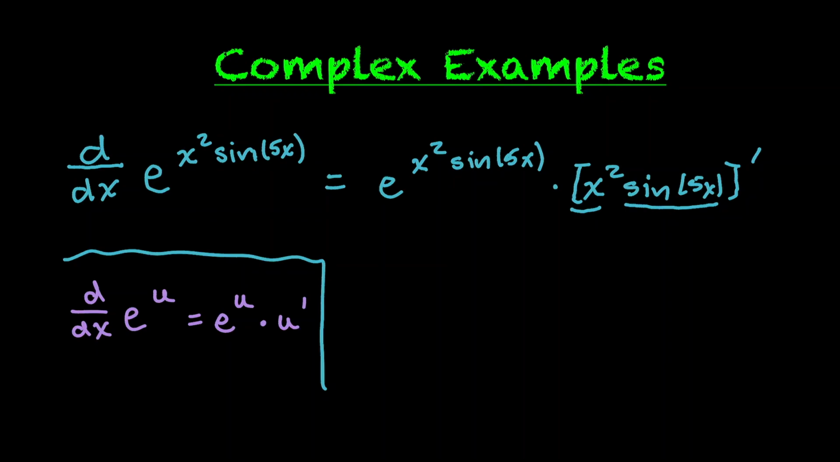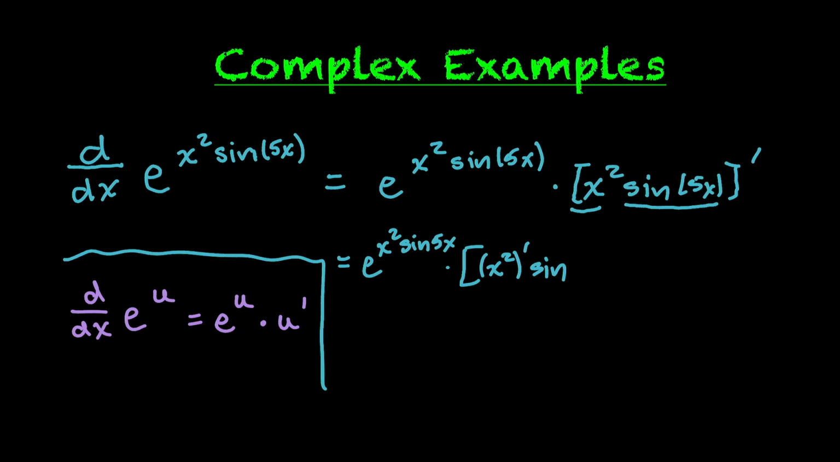All right, so taking that derivative, we're going to need a product rule, but first all we have to do is recopy this e to the x squared sine of 5x, okay, and then we're going to multiply by this product rule. Again, the product rule is the derivative of the first, so the derivative of x squared.